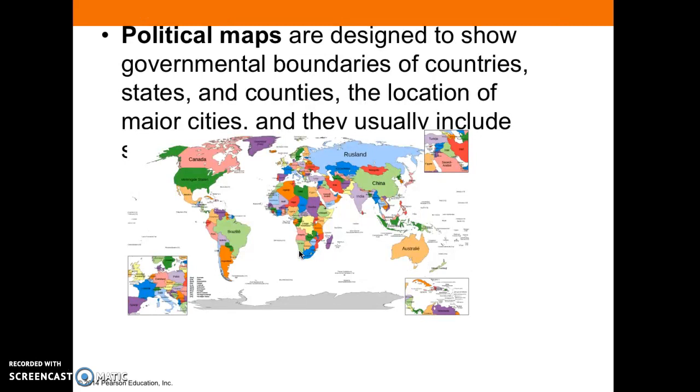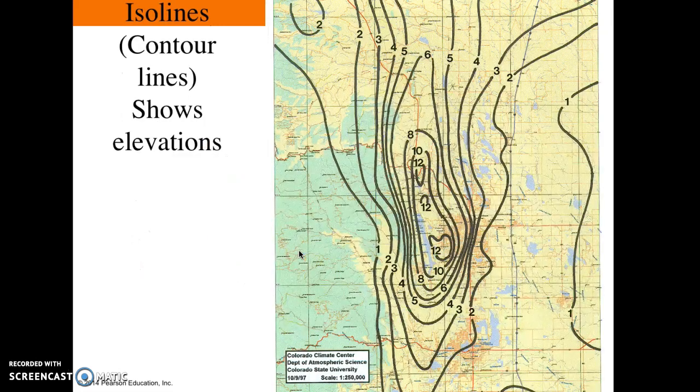And then, of course, there's the traditional political map where you see the governmental boundaries of countries, states, and counties. One last one mentioned in your review book is isolines. These are when you have different contour lines. And this is usually just going to show elevations, although it can sometimes show things like temperature gradients.